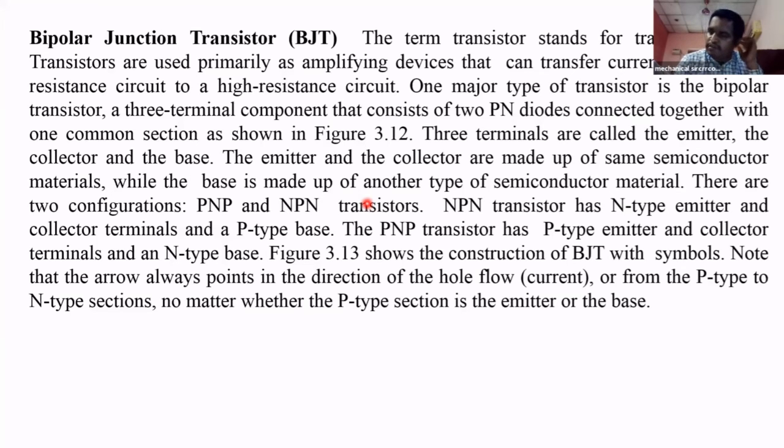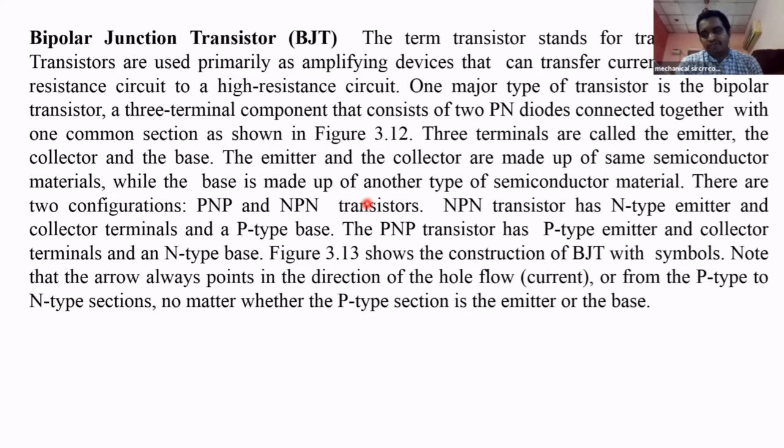Here this is the transistor. Transistor is nothing but a transfer resistor. The main purpose of the transistor is to act as an amplifier, and we can also use a transistor as a switch. Most applications use the transistor as an amplifier, meaning it can transfer current from a low resistance circuit to a high resistance circuit. That's why it is called a transfer resistor.